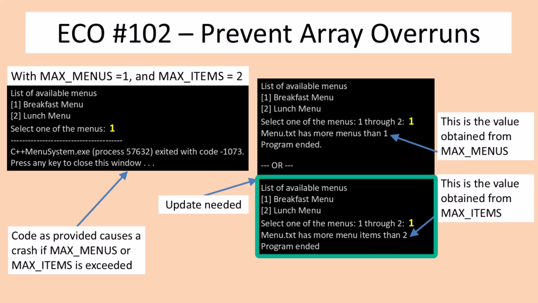2. The maximum number of items in a menu has exceeded max items. The easy way to test that the update works is to set the constant max_items to 2 and leave more than 2 items in menu.txt. If an error occurs, a message needs to be displayed on the console and the program needs to exit with the error code of -1 instead of causing a buffer overrun and crashing. Don't forget to set max_menus and max_items back to their original values.